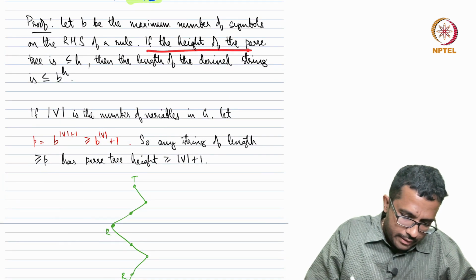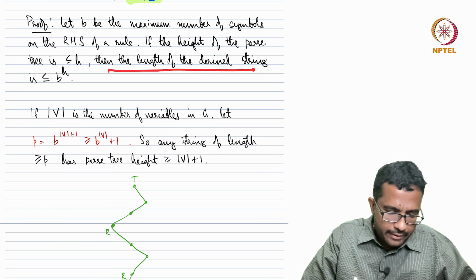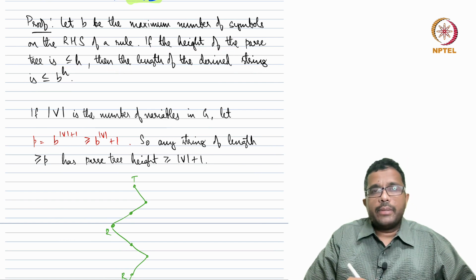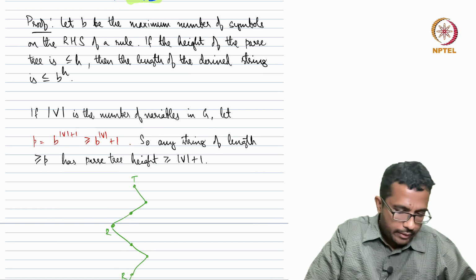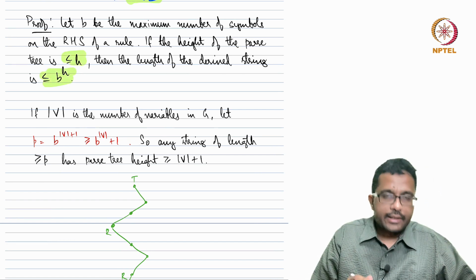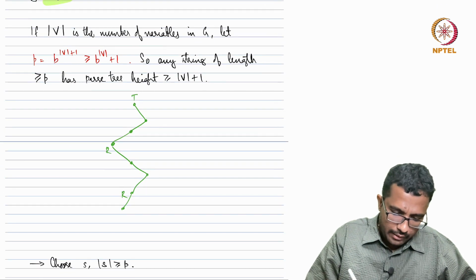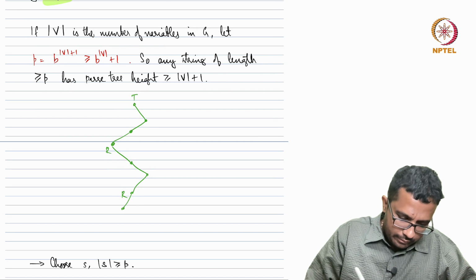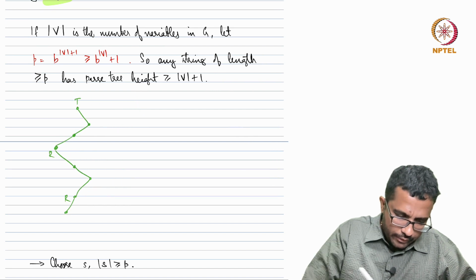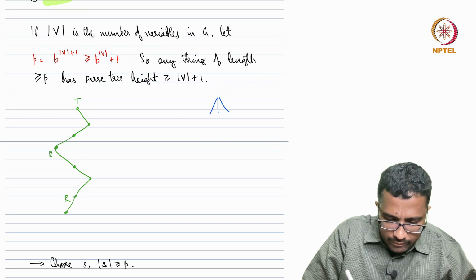If the height of the parse tree is at most h, then the length of the derived string cannot be more than b power h. Okay, so if the height of the parse tree is at most h, then the length of the derived string is not more than b power h. So let's quickly see why. I'll just do it on the right hand side. Suppose b was 3.